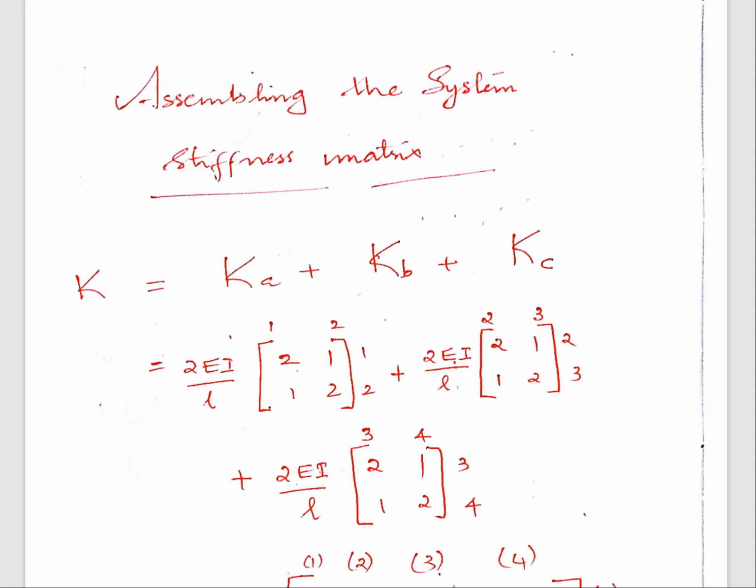So we found the values of the stiffness matrix for each element, capital Ka, capital Kb and capital Kc. Now, how do we assemble the system stiffness matrix from these three element stiffness matrices?